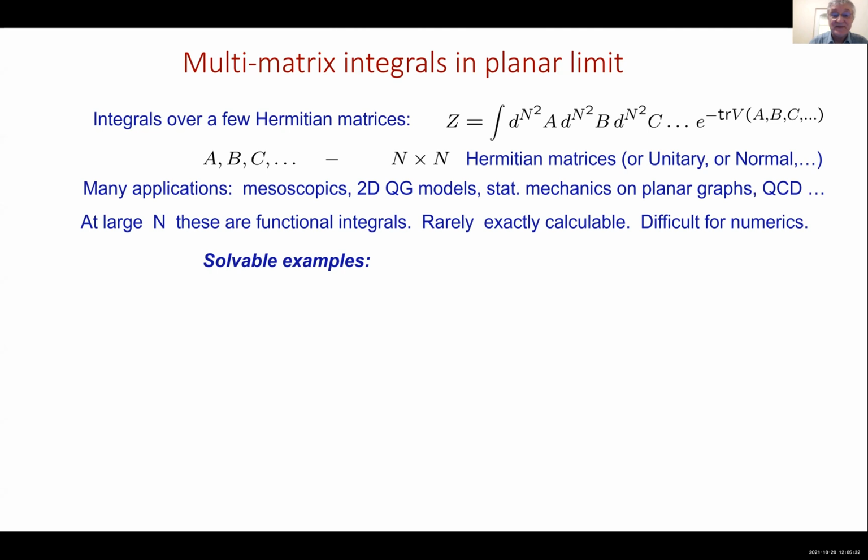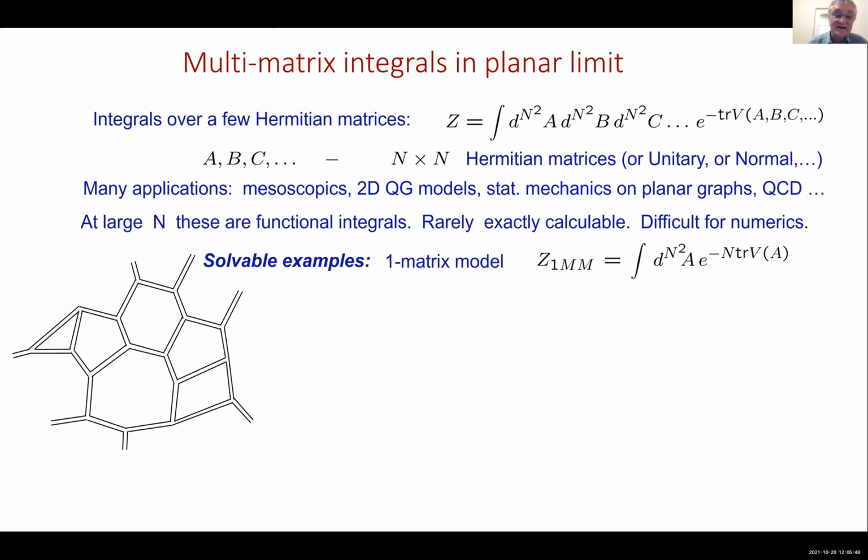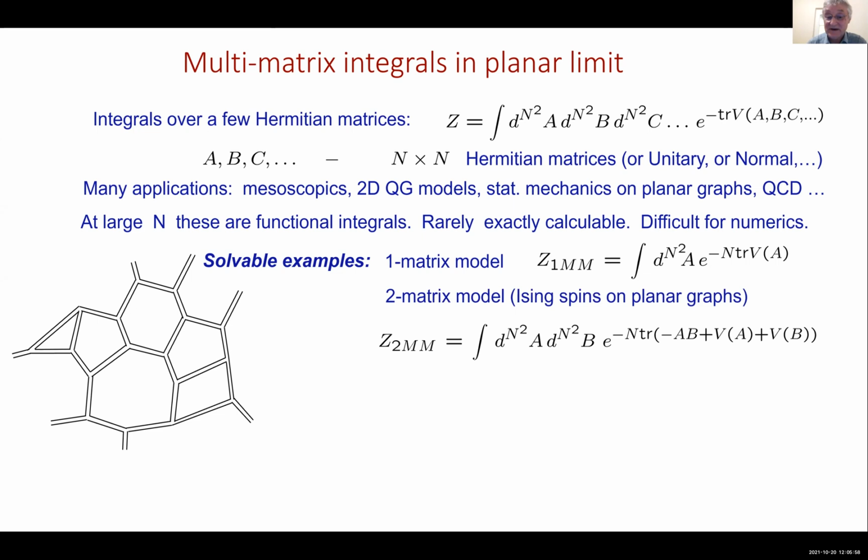But before, let me mention some solvable examples to warm up to the unsolvable problem. Say the one matrix integral, which we'll consider here as an example, is the most famous example of the matrix integral. It's known that in the 't Hooft limit, it sums up the planar graphs, like it's drawn here. A slightly more sophisticated example is the two-matrix model, with matrices having arbitrary potentials and the simplest interaction, like trace AB in the action. This model also is solvable, and using it, one can define the so-called Ising model on dynamical graphs and compute all the critical indices of it, etc. So there are useful applications of these multi-matrix models.